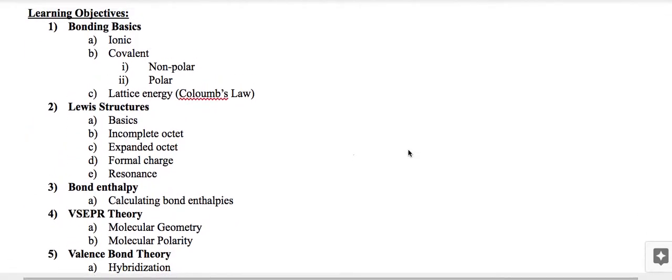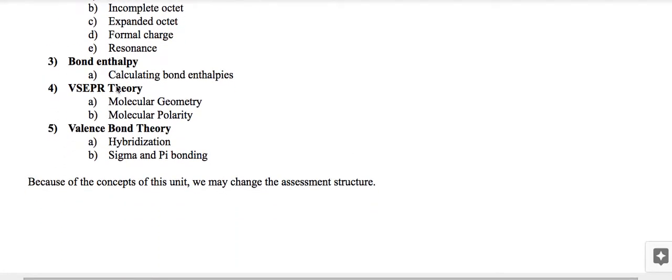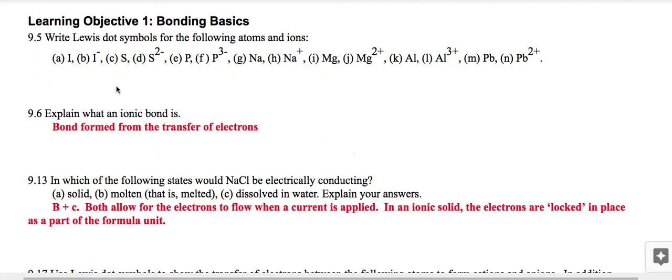Now, as we went through the learning objectives in class, the bonding basics is the initial stuff, most of the stuff that we learned in general chemistry. We have Lewis structures for our second objective, and as we talked, in order to be able to do bond enthalpy, VSEPR theory, or valence bond theory, all of those rely on our ability to write Lewis structures out correctly and without a whole lot of difficulty. So there's that. Jump right into the first one, the bonding basics.